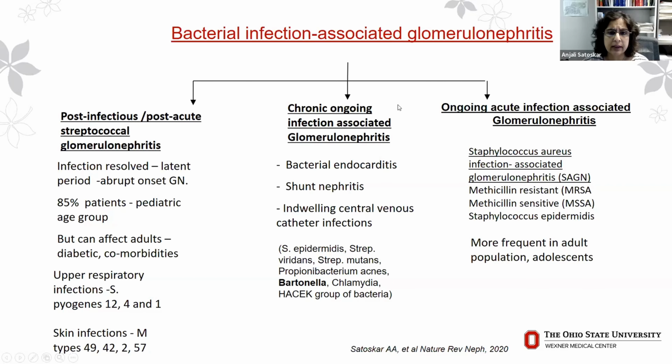And there is a third category in the middle, which is definitely overlapping. It is also an ongoing infection-associated GN, but usually the infection is going on for a while. It's chronic infection, typically seen in subacute bacterial endocarditis-associated GN, or shunt nephritis, or indwelling central venous catheter infections. The bacteriology is a little different. They're low virulence bacteria compared to MRSA. They're maybe part of your oral flora, skin flora, even Bartonella, Coxiella, Chlamydia, HACEK. Many of these are very fastidious bacteria. Cultures are usually negative. Serologies are needed, something to keep in mind.